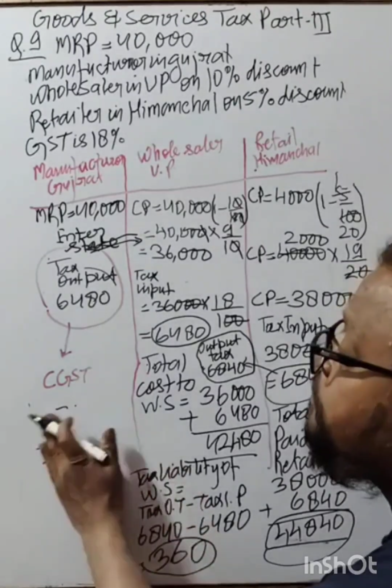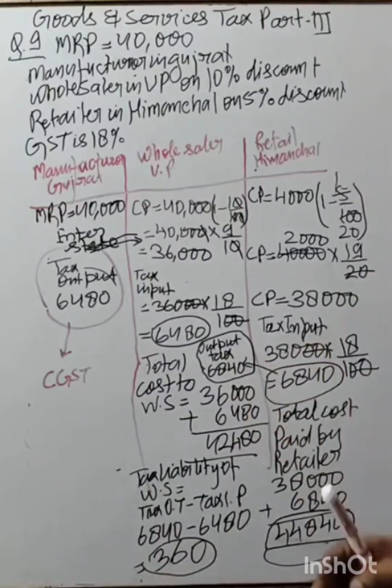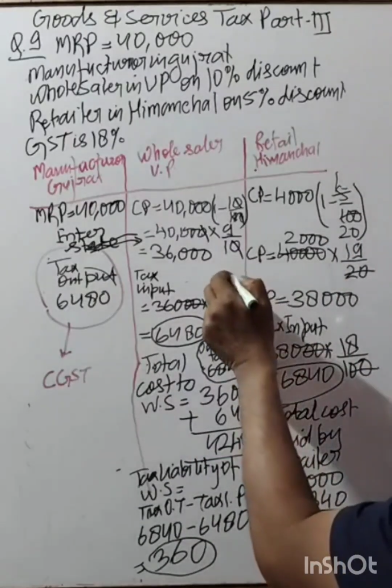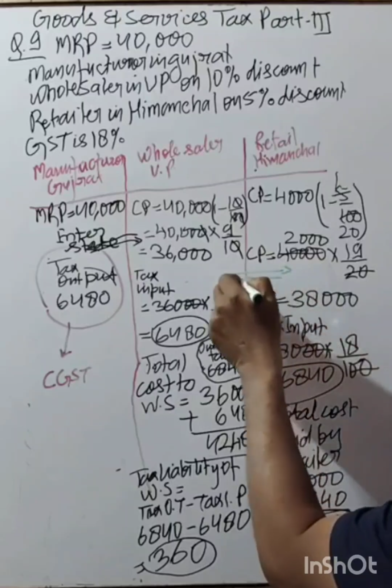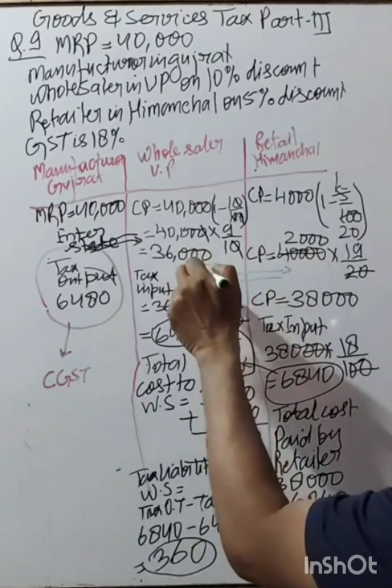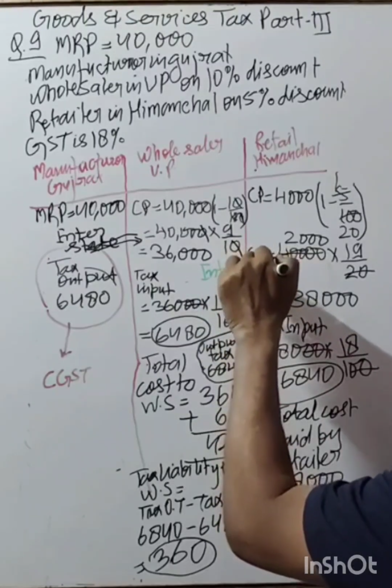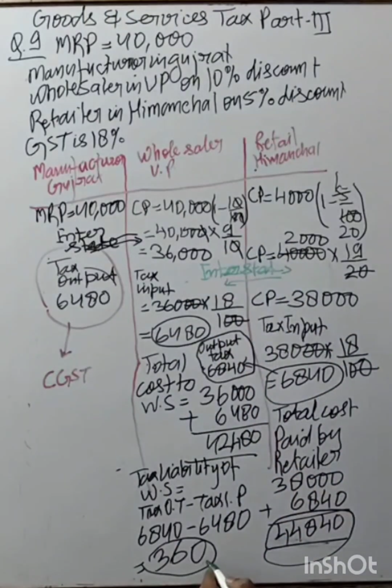Here also the transaction is interstate. So this will be IGST. This will also be paid as IGST. Right? Now what is the question asking?